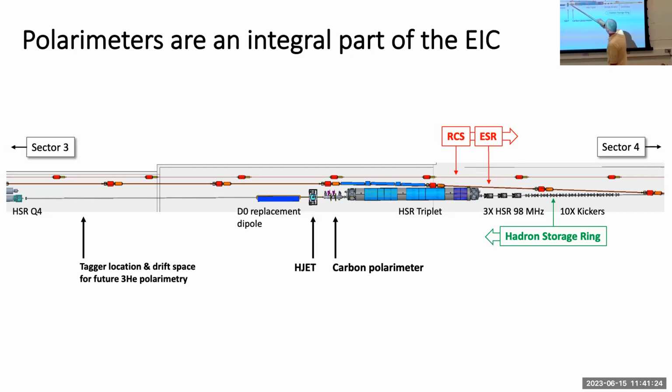So we have the H-jet and the carbon polarimeter set up here, and then we have what I showed on the previous slide, a dipole, which really is part of the EIC accelerator itself. So we're just cannibalizing this or piggybacking on it. And then we need some drift space, about 20 meters. And then we could put hadronic calorimeters, same as the 0-degree calorimeters, in these tagger locations for future helium-3 polarimetry.